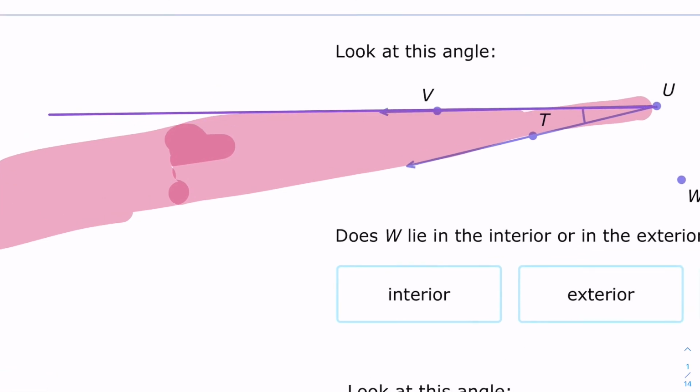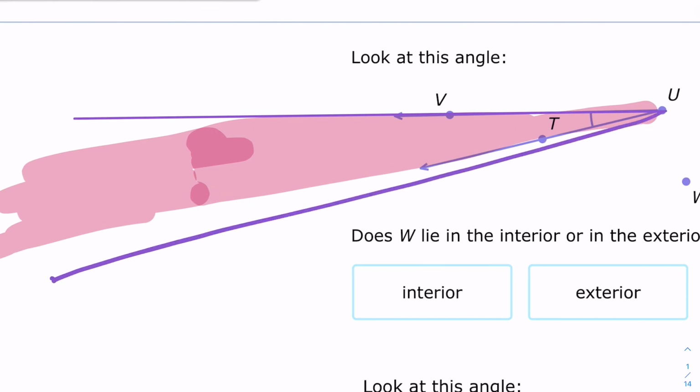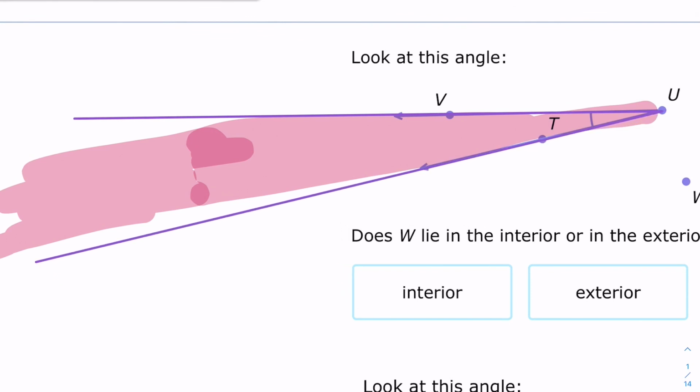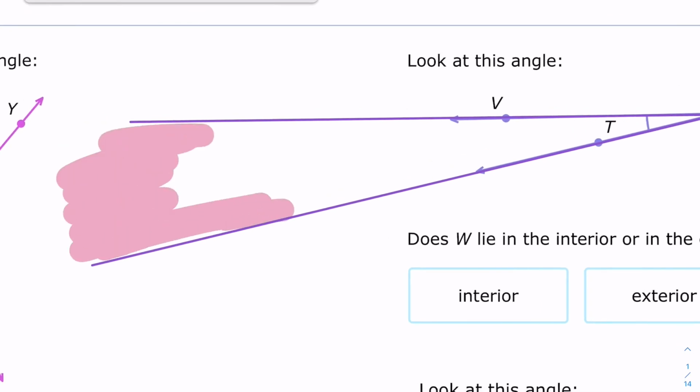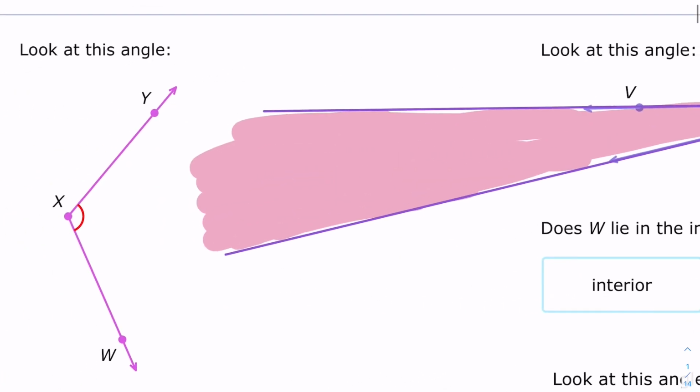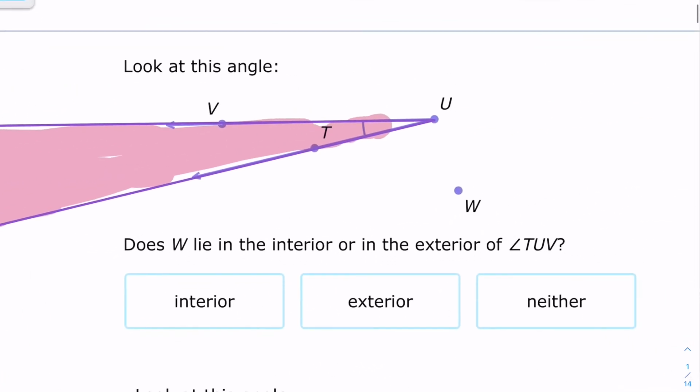Okay, so anything in between those lines, even when they're continued, so all this shading, it just goes on and on and on. So this is interior. Anything not caught between these 2 lines, and remember, these 2 lines extend on forever, is what we consider to be in the exterior.